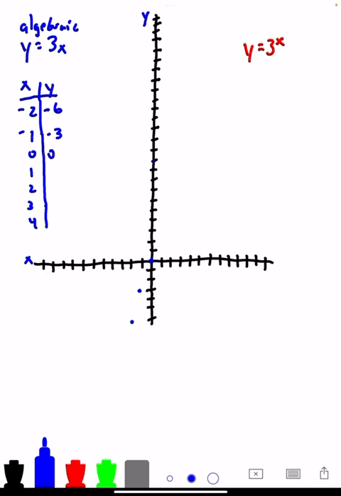Now, y'all keep in mind, this is not graph paper, so I tried to draw this as evenly as possible. 3 times 1 is 3. 3 times 2 is 6. So we'll go over 2. 3 times 3 is 9. And 3 times 4 is 12. All right. So basically, our algebraic graph is going to look like this.